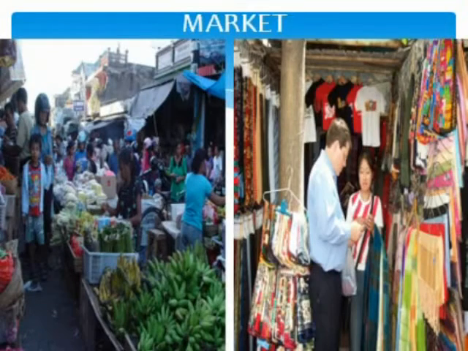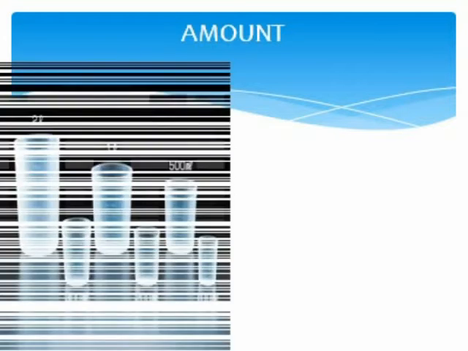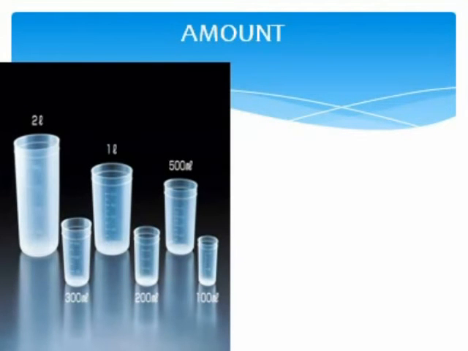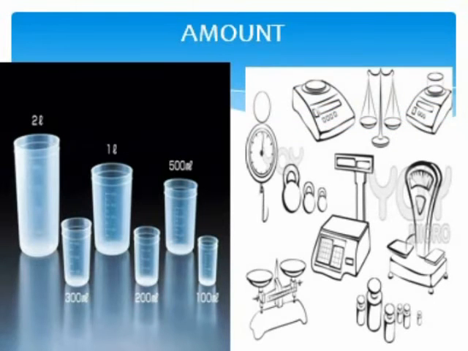The third element is market. Market refers to the contact between the buyers and sellers. So, the demand is always related to the market. The last element is amount. Amount means quantity. Demand is always a specific quantity which a consumer is willing to purchase. It is not an approximation.